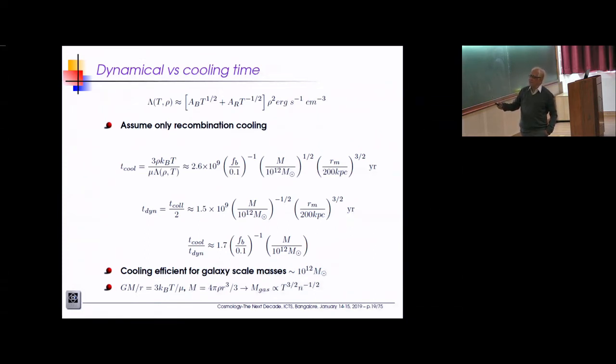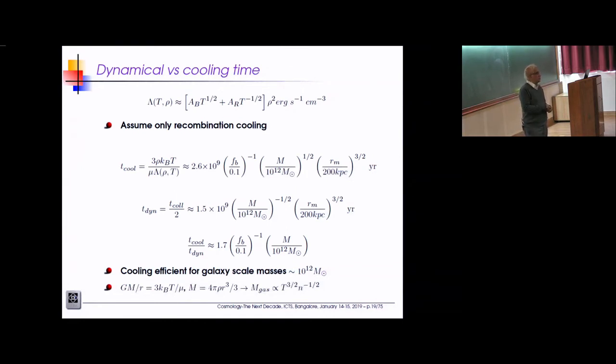Now, if I take the ratio of the cooling to the dynamical time scale, I find it to be about 1 for a 10 to the 12 solar mass halo, and find it to decrease with mass, because this went as mass to the half, and this went as mass to the minus half. And so smaller masses can cool faster than the dynamical time scale. Larger masses cool slower than the dynamical time scale. This seems to indicate some way in which you can get a mass for a galaxy.